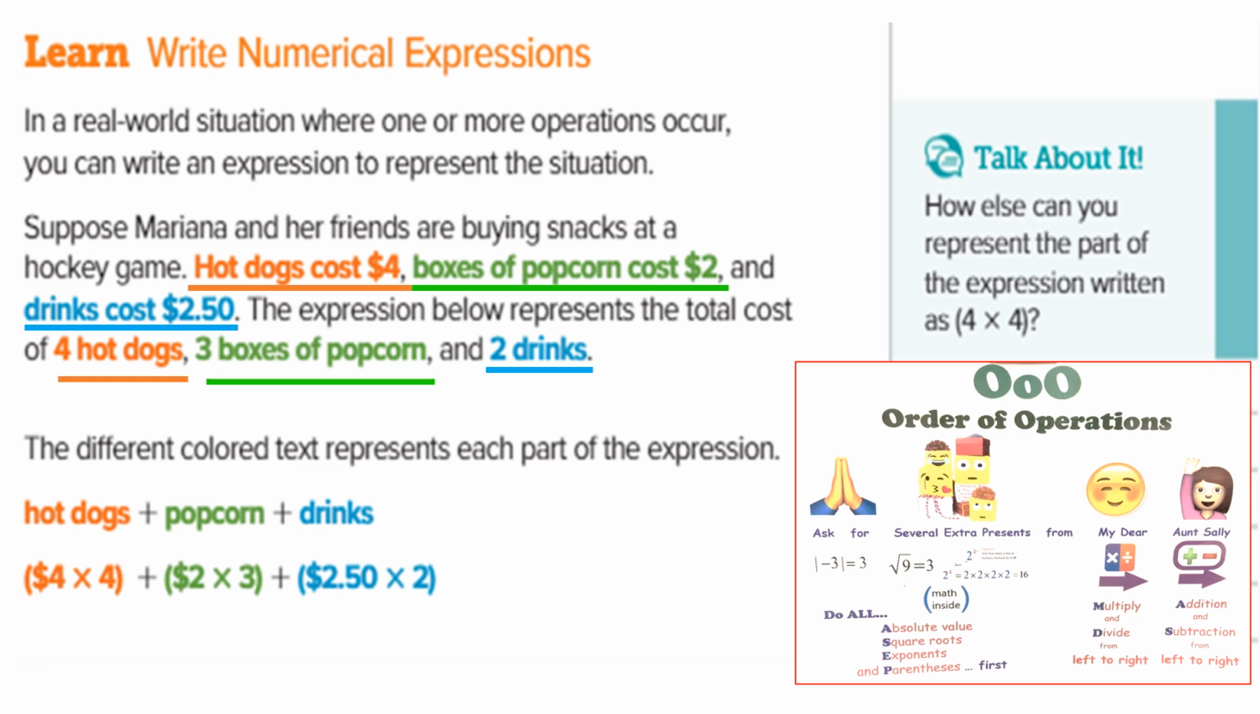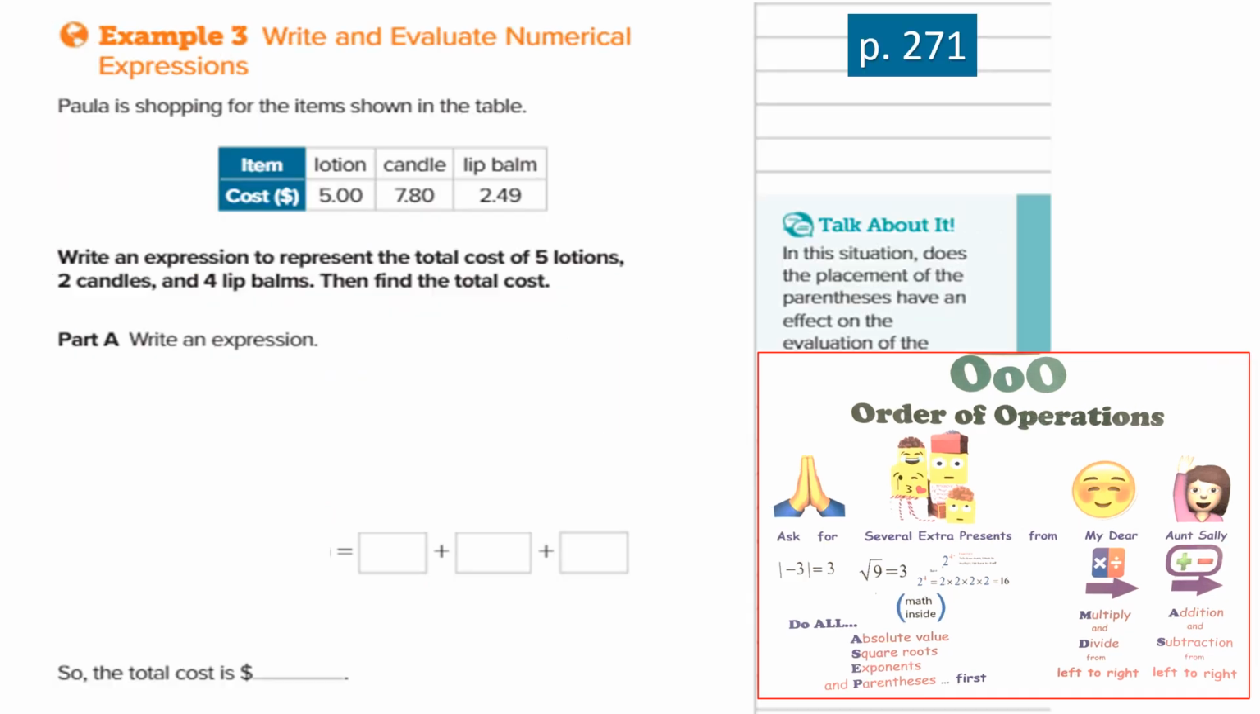So that's where I begin to add my own parentheses in my numerical expressions, in my math problems that I am personally creating. So how much are the hot dogs? I put the cost and how many I'm buying. I'm going to add that to how much is the popcorn. I'm going to take the $2 and multiply it by how many I'm buying. And I'm going to add to that the amount of drinks. So take the cost of the drinks, multiply by how many I'm buying.